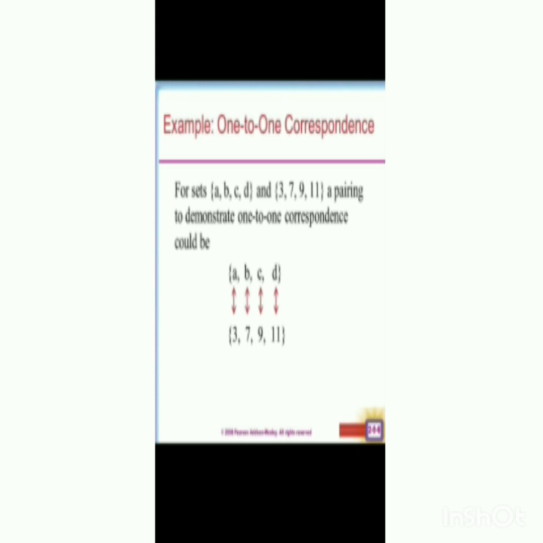Similarly, you can see that in the above set, element B corresponds to the second element of the second set, which is 7. And so on, C corresponds to 9 and D corresponds to 11. There is no element which is not corresponding to an element of the other set. That is all about one-to-one correspondence.